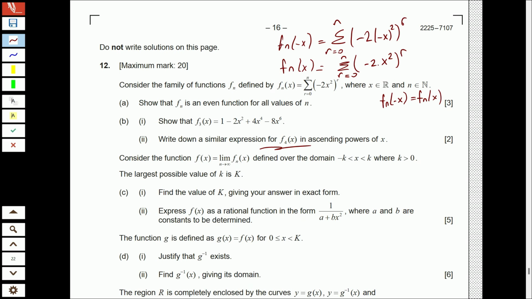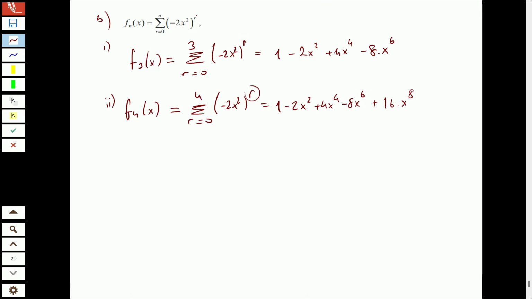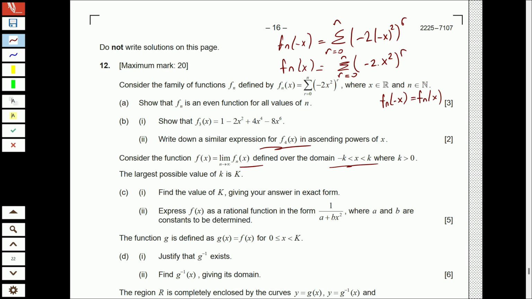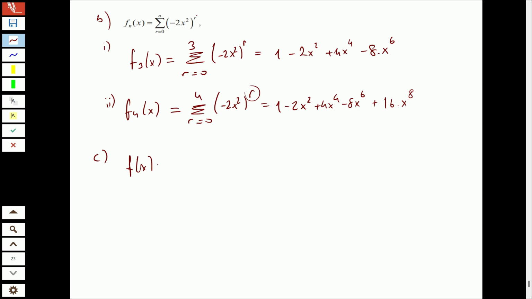Yeah. Consider the function f of x, limit as n approaches infinity, fn of x defined over the domain. This is the domain. The largest possible value of k is the big K. Find the value of k giving your answer in exact form. Since the limit is defined, which means that the function in here, right? Or we can just write f of x equals limit as n approaches infinity of fn of x, the sigma notation. Upper limit is n. Yeah.